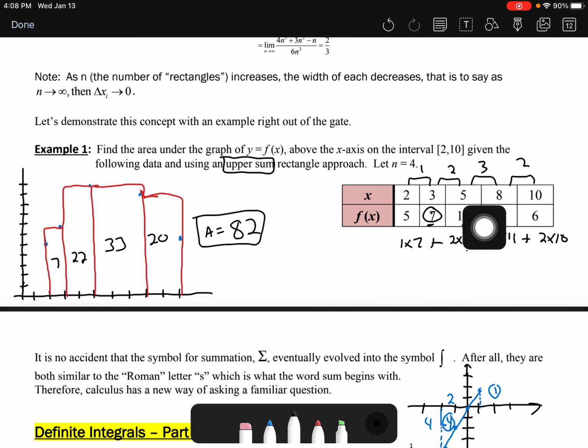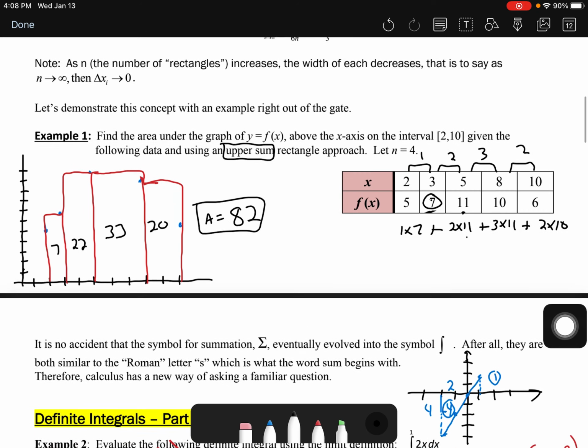So in a problem like this, they'll always say, number of rectangles is going to be 1 less than the number of data points you have, because you only have that many widths in between, right? If you have 5 data points, you've got 4 widths in between, so that's the way they'd give you that information. Okay.